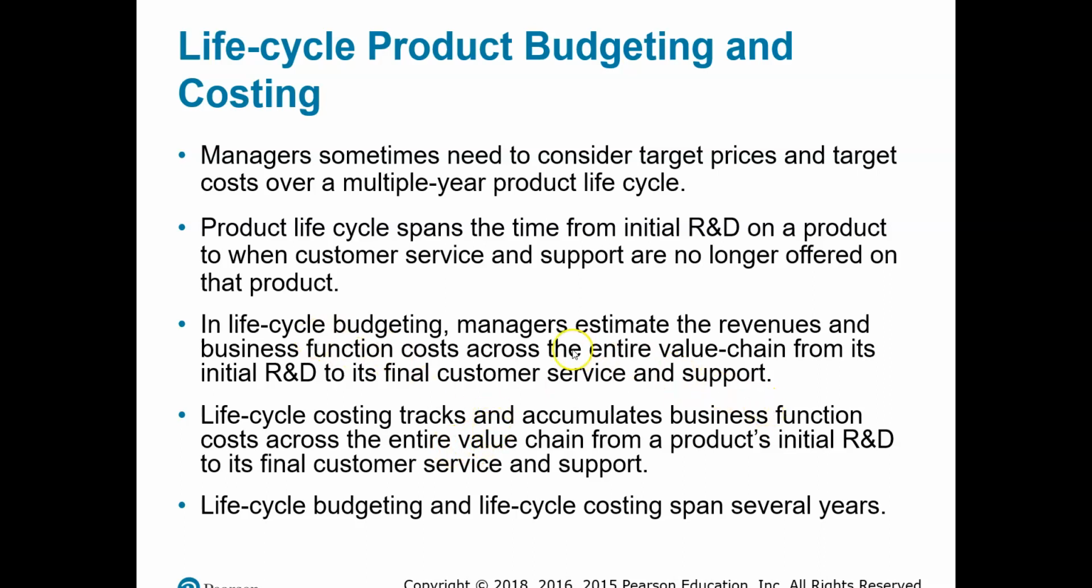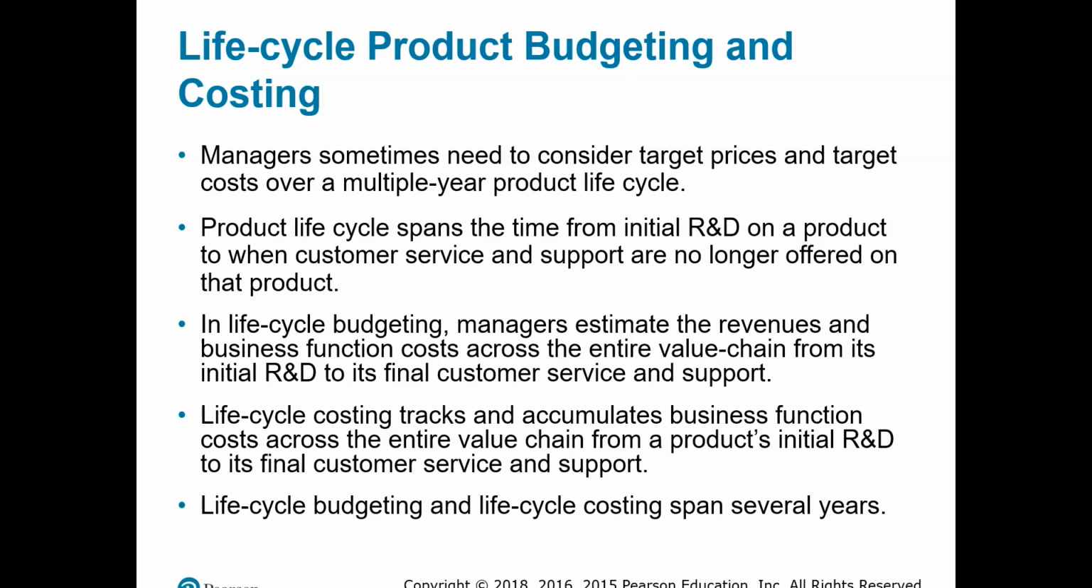Now, life cycle budgeting: managers are going to estimate the revenues and business function costs across the entire value chain from its initial R&D to its final customer service and support. In estimating revenues, we're going to estimate total revenues of that product over however many years we're going to support it. Life cycle costs are all the costs incurred from the very beginning to where we no longer incur costs because we are no longer supporting that product. Again, that product may still be used by customers, but we are not going to support it anymore and incur any more costs. So what happens with life cycle costing?